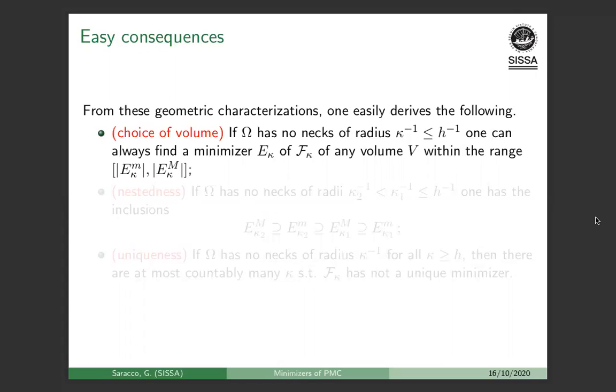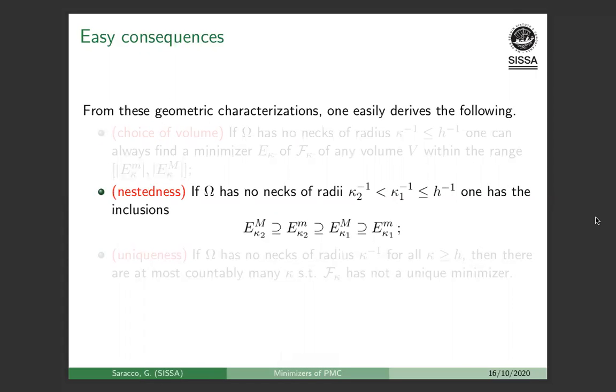Then you have some nestedness properties. Suppose that your set is non-X for two different radii, corresponding to curvatures K2 and K1, with K2 bigger than K1. Then you have some set inclusions: the maximal minimizer corresponding to the greatest curvature clearly contains the minimal minimizer corresponding to the same curvature, but this guy in turn contains the maximal minimizer corresponding to the smallest curvature of the two, which in turn contains the minimal one.